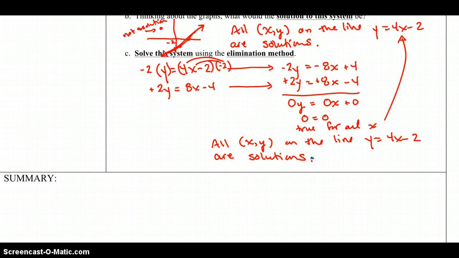So again, we have our three cases for lines. They either intersect in exactly one point when their slopes are different, or we have two lines that have the same slope and different y-intercepts, so they're parallel, and then there's no solution. Or in this case, they had the same slope and same y-intercept, so they were coinciding lines, in which case all the ordered pairs on the graph of that one line are solutions to the system.